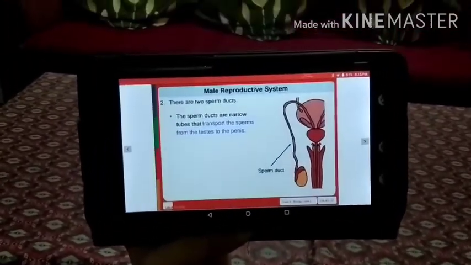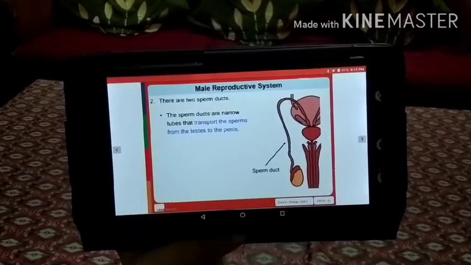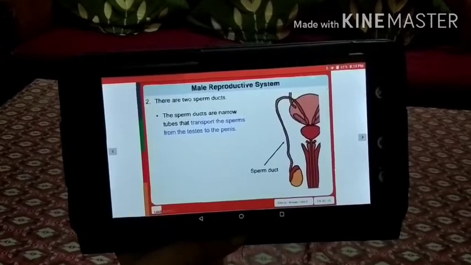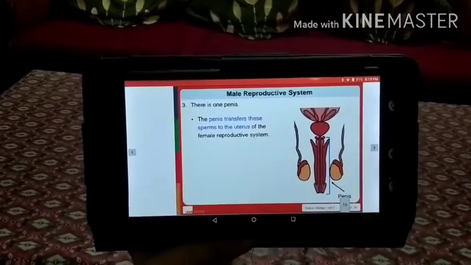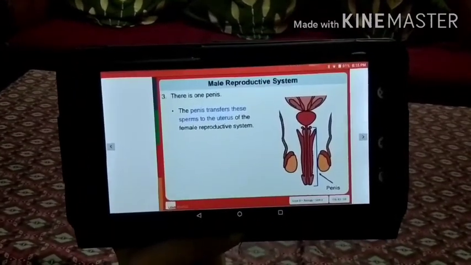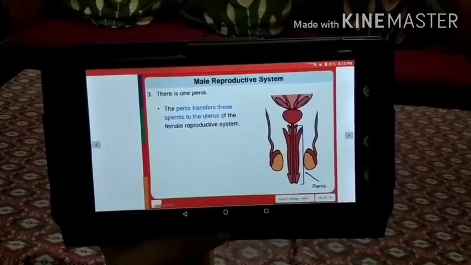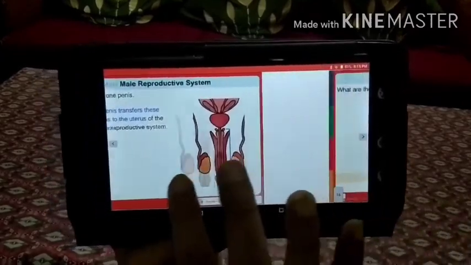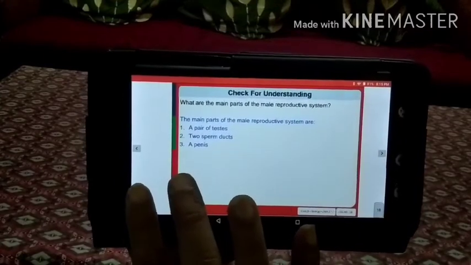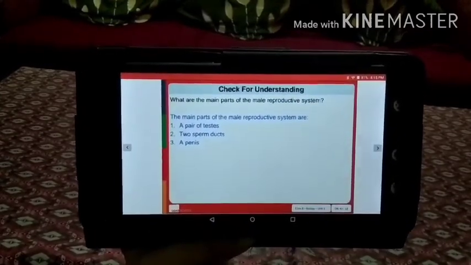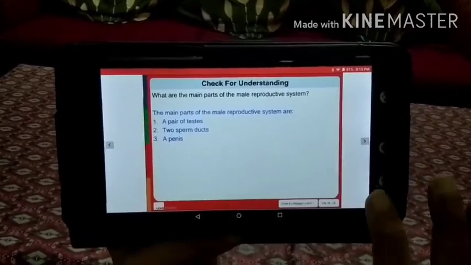There are two sperm ducts. The sperm ducts are narrow tube-like structures that transport the sperms from the testes to the penis. There is one penis. The penis transfers these sperms to the uterus of the female reproductive system. The main parts of the male reproductive system are a pair of testes, two sperm ducts, and a penis.